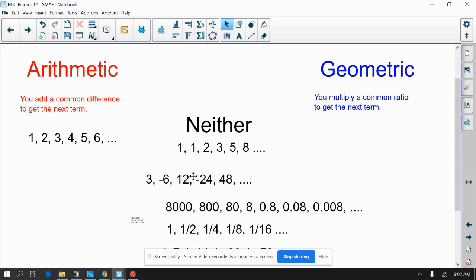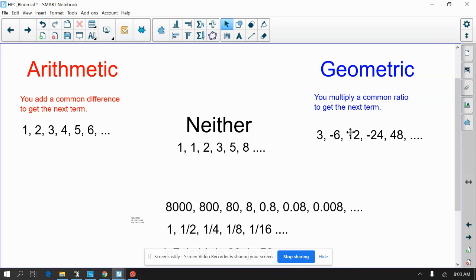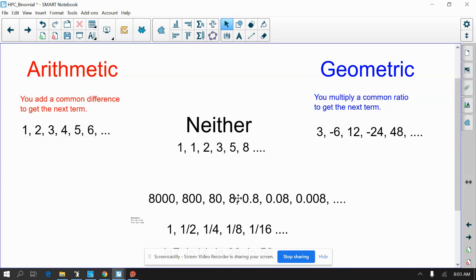What about this? 3, -6, 12, -24, 48. I keep on having to multiply by -2. 3 times -2 is -6. -6 times -2 is 12. 12 times -2 is -24. So I keep on multiplying by -2. So this is geometric. What about this one?